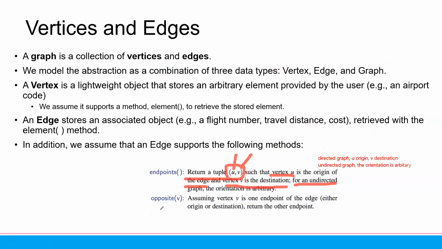The opposite means if we have the vertex v, I would like to know what is the counterpart of v. So if I have this v and I can connect to this other node, like u being the other node, then the opposite of v is u. Or maybe we have another, the opposite of v is w. So we can select whether it is u or w.